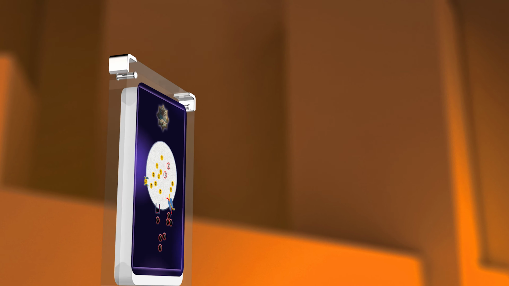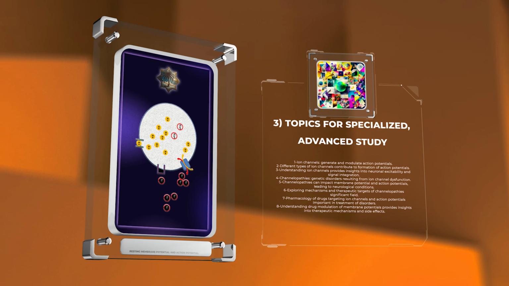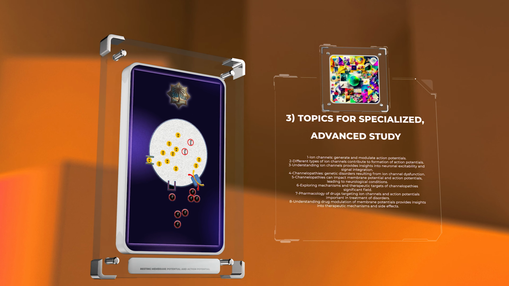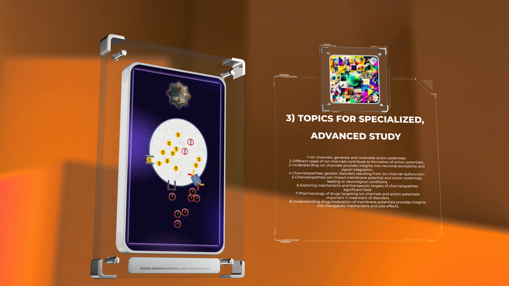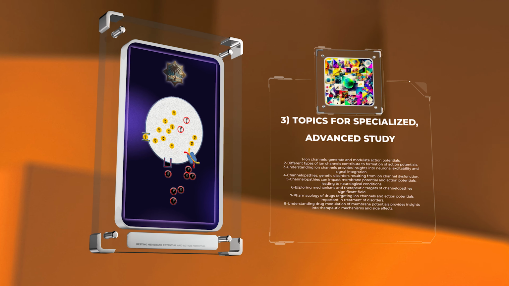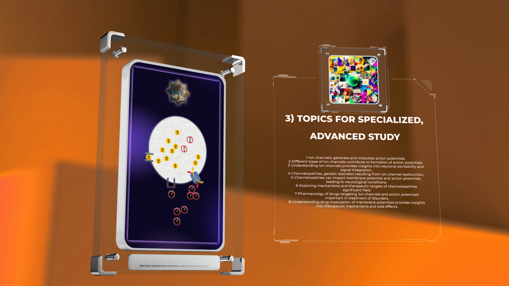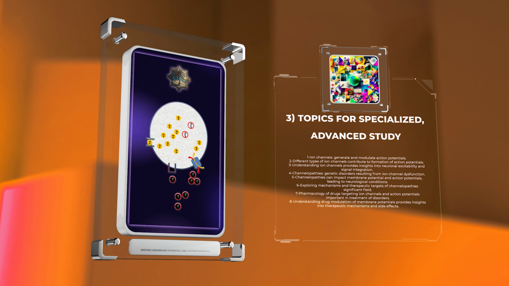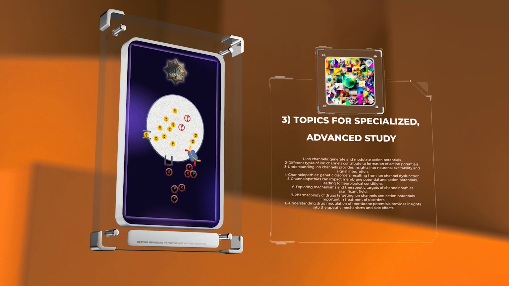The intricate mechanisms of the resting membrane potential and action potentials are just the tip of the iceberg. For those interested in specialized and advanced study, there are several fascinating areas to explore further. One such topic is the role of ion channels in generating and modulating action potentials. Different types of ion channels, including voltage-gated channels, ligand-gated channels, and mechanically gated channels, contribute to the formation of action potentials. Understanding their properties and regulation can provide insights into neuronal excitability and the integration of signals within neural networks.